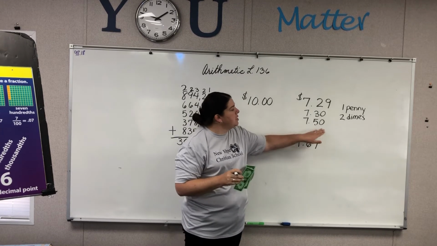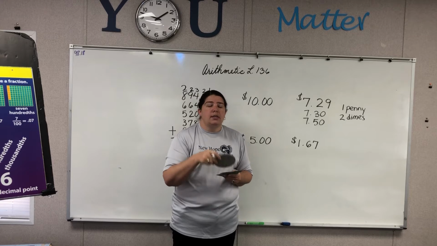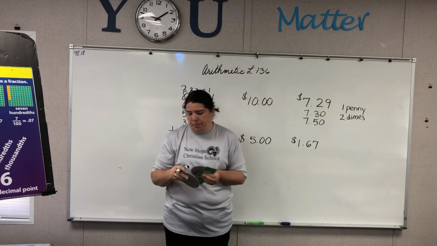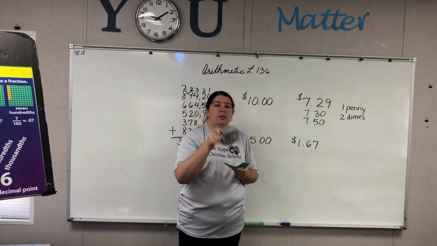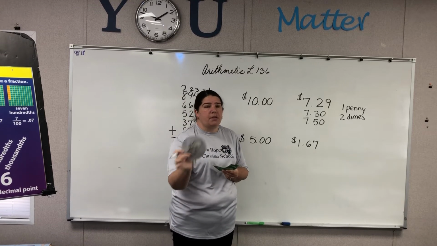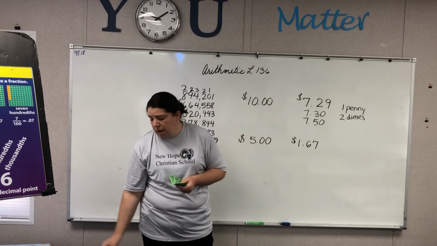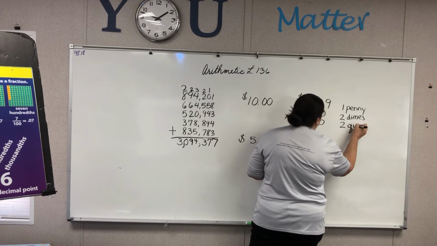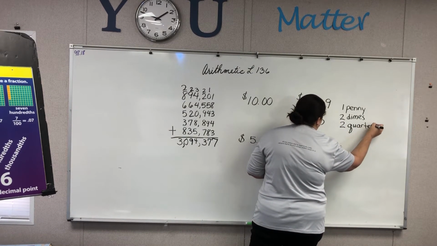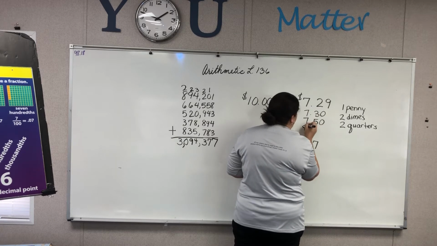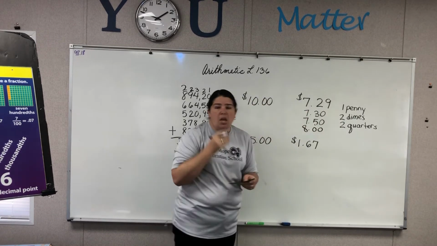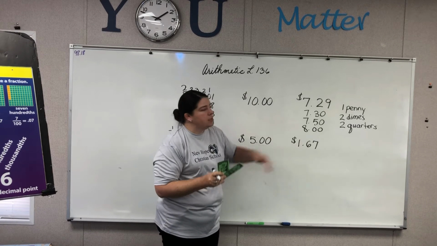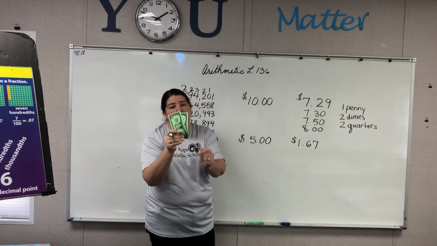Now, if I'm at 50 cents, I can use quarters. $7.50, $7.75, and then $8. How many quarters? 2 quarters. And now I'm at $8. How many dollars do I need? 2 more dollars to go from 8, 9, 10.